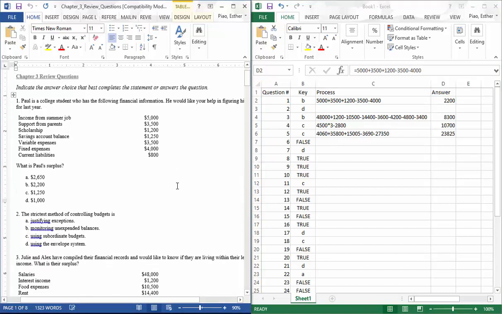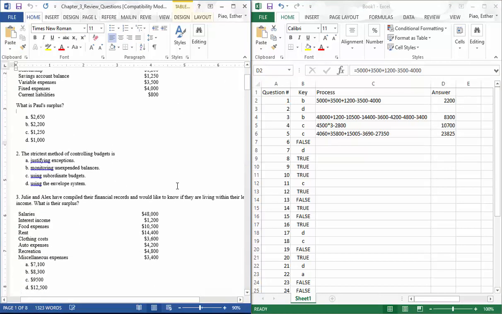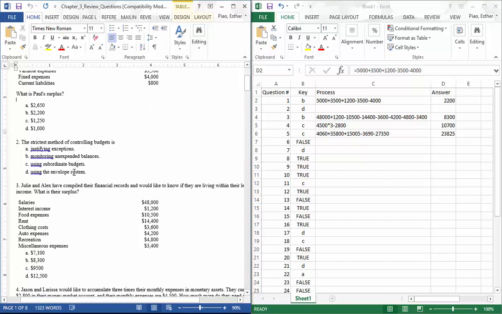Okay? And then number two is easy. The strictest method of controlling a budget is using the envelope system. In the envelope system, you literally put a certain amount of money in an envelope for a particular budget category, and then you spend all the money in that envelope.